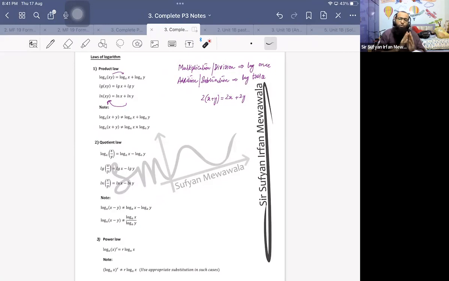Yes, these laws are applicable with LG and LN. LG and LN are also logs. LN is log base e and LG is log base 10. They are also logs. So if these laws are applicable on logarithm, then these laws are applicable on LN and LG as well.